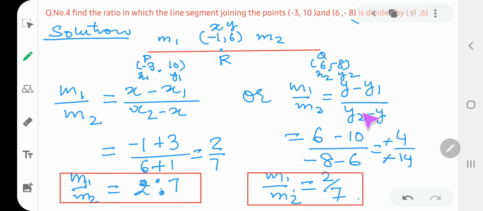Similarly, there is one more way of calculating m1 is to m2 through y. So y minus y1 upon y2 minus y. Put the value of y first. y is the centermost value. So 6 से start करेंगे, 6 पर ख़त्म करेंगे. बीच में साइन माइनस का है तो आप माइनस का साइन लगाएंगे. Then put the value of y1. What is y1? That is 10. So 6 minus 10, with the minus sign in between as in the formula, and y2 is minus 8. Again subtract and simplify. So this is minus 4 upon minus 14. Calculate, cancel the negative sign and you will get 2:7.